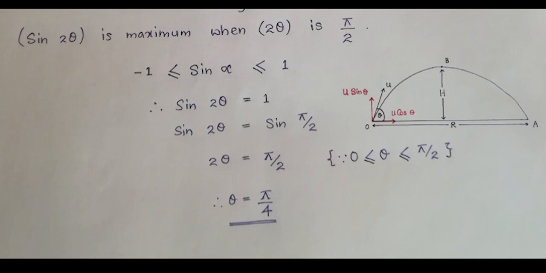So the maximum sine value is 1. Therefore, I can write sin 2 theta is equivalent to 1 and sin 2 theta is equivalent to sin 90 because sin 90 is 1. From that simplification, I get theta as 45 degrees. That means if we want to obtain the maximum possible range, we have to project our object at an angle of 45 degrees to the horizontal.